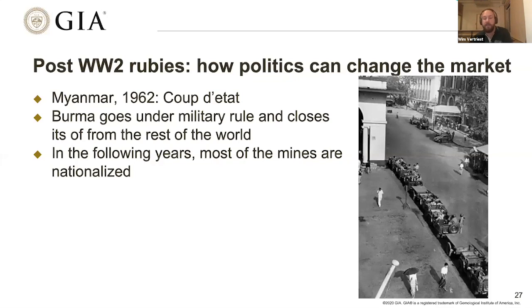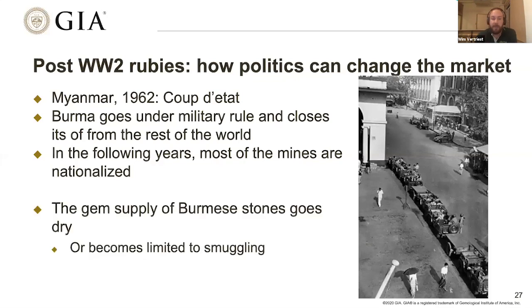Now, of course, what that means is the gem supply of Burmese stones goes basically dry and becomes limited to smuggling. So Burma, which has really been at the top of the producing back then, really lost its position because those stones couldn't go out of the country anymore, couldn't get into the international market.